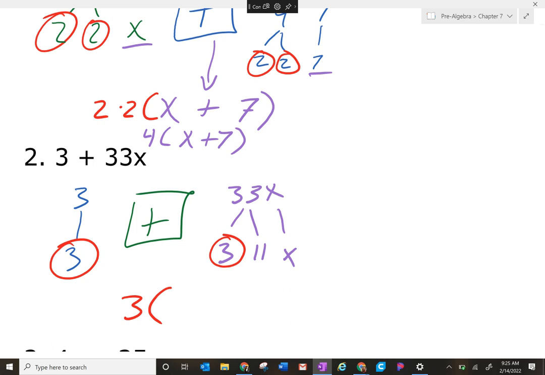Is there anything else left on this side? No. If you can't see it, what are we going to give it? An imaginary 1. I love it. So I got 1 plus, because I can't forget about this plus sign. What was left over that we didn't circle on the one on the right? 11x.